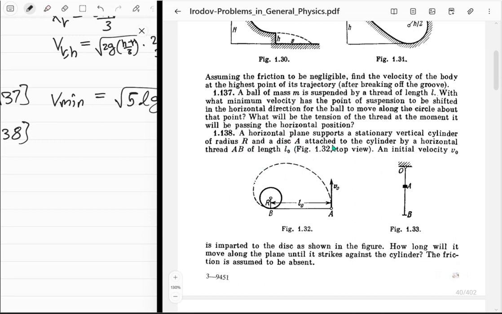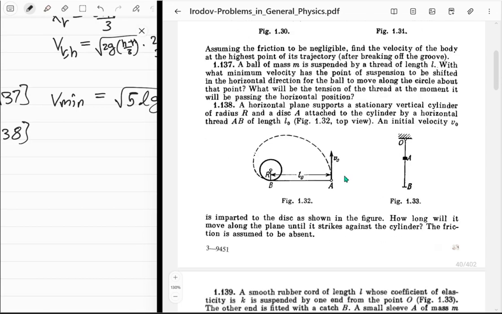And a disc A attached to the cylinder by a horizontal thread AB. So AB is this thing, and this is the disc A. An initial velocity is imparted to the disc as shown in the figure. How long will it move along the plane until it strikes the cylinder again? The friction is assumed to be absent.